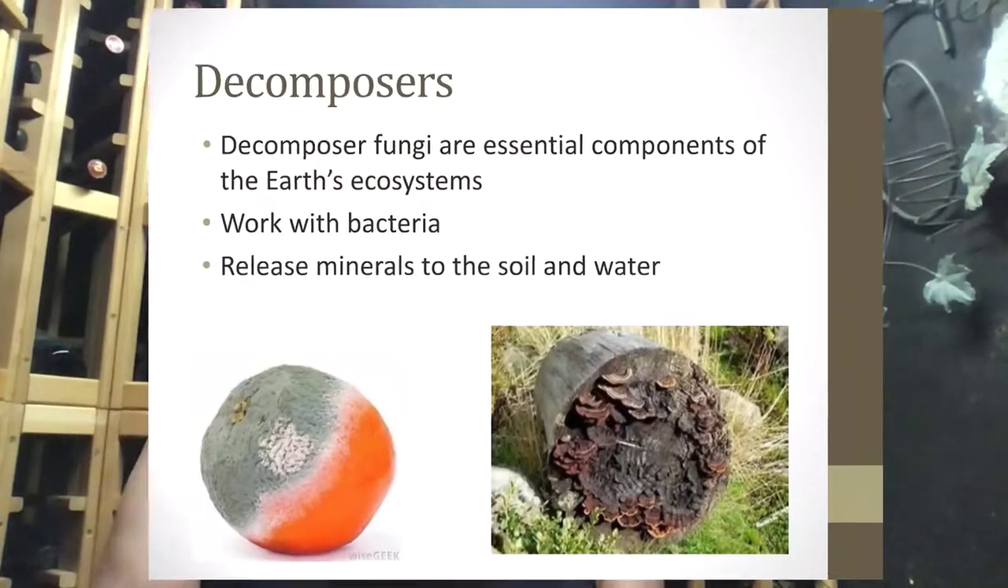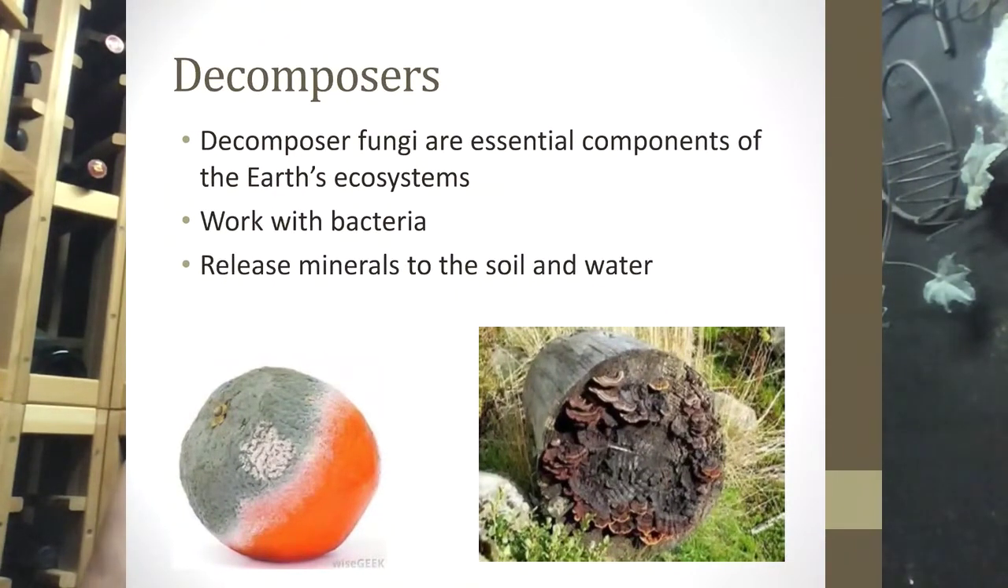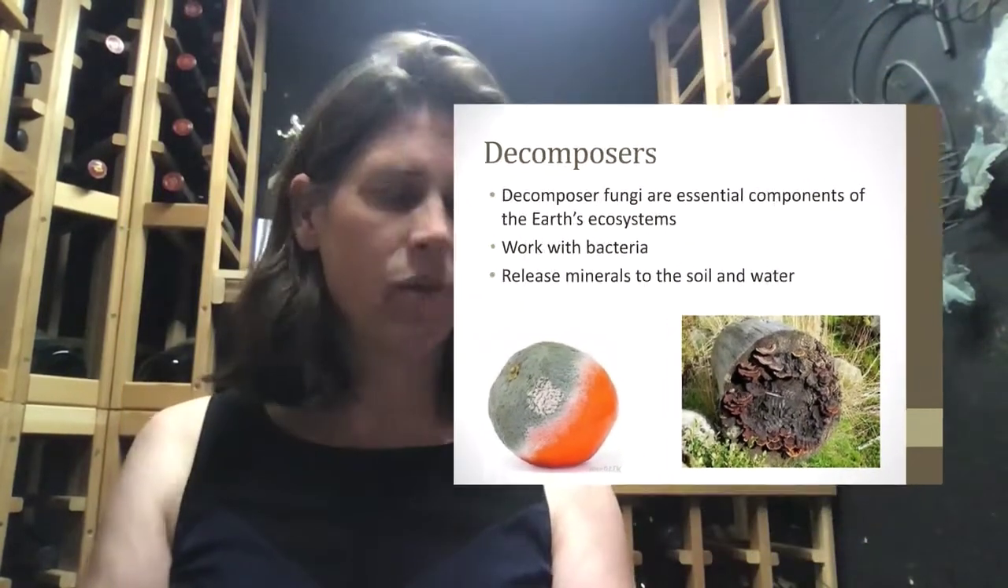So again, here you can see there's a dead log. You'll also often find fungus growing out, and those are the fruiting bodies that are growing out from the log. So that means embedded within the log is all the mycelium inside of there going to work, releasing their enzymes to break it down. Okay, and then you can see that on the orange occurring there as well.